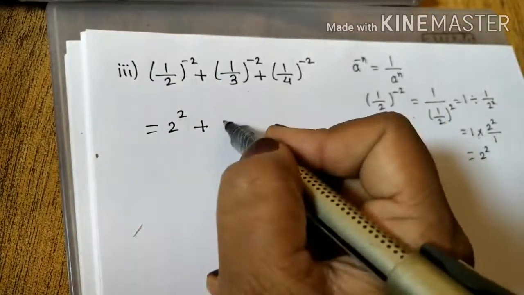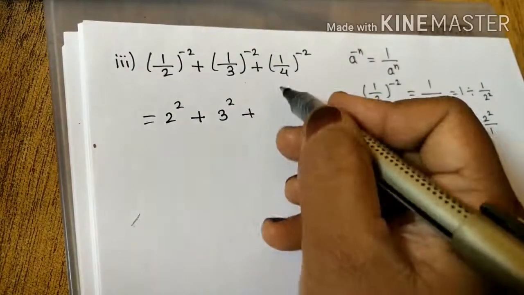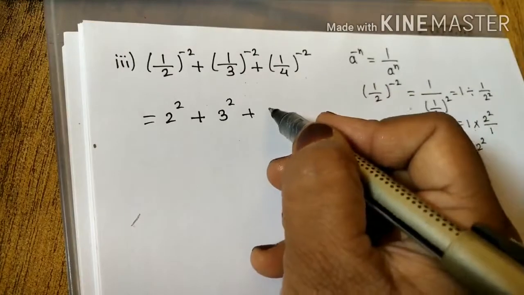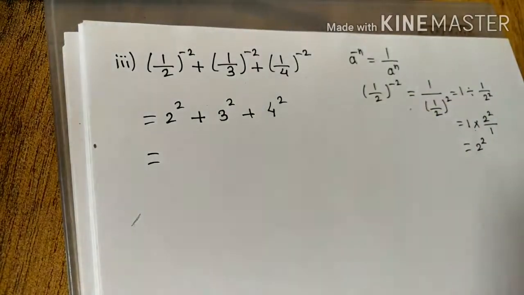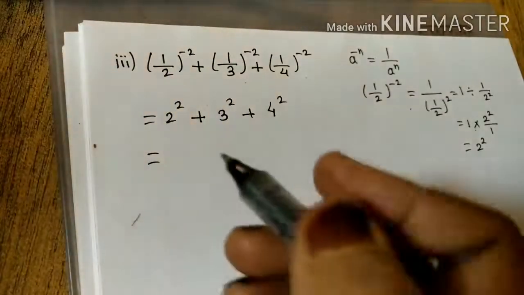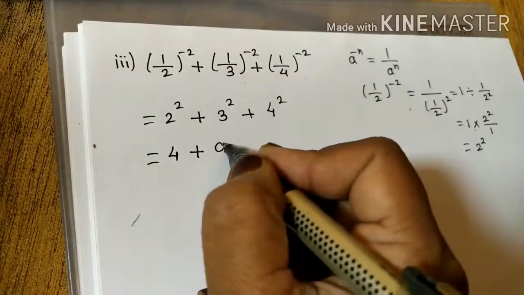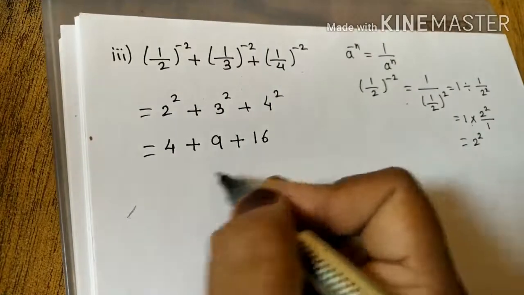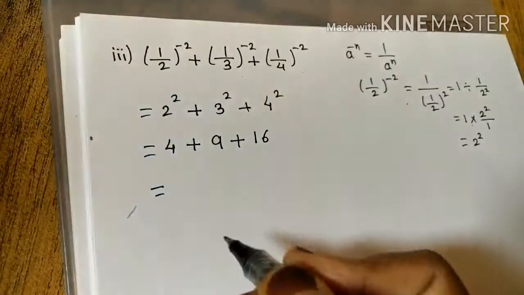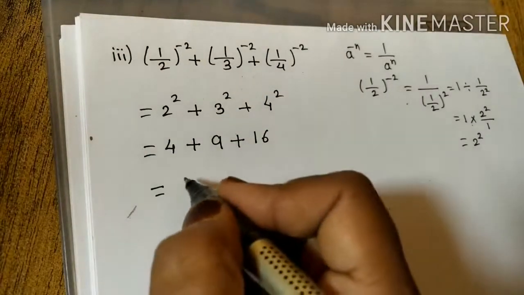Similarly, we will write 3 raised to 2, plus this 1 by 4 raised to minus 2 we will write as 4 raised to 2. This is equal to 2 square is 4, plus 3 square is 9, plus 4 square is 16. Add all of this. The answer we get is 29.